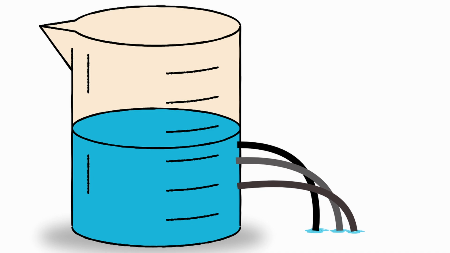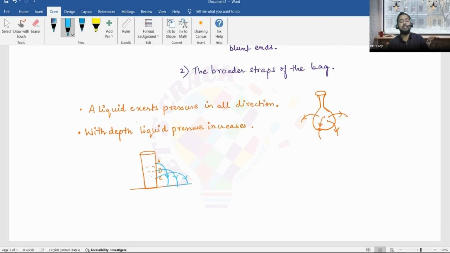Suppose you have taken a container filled with water. Now I have made 3 pinches, A, B, and C. Suppose this is A, this is B, and this is C. Now we will observe that from A the distance the water comes out from the container will be less. From B, the distance will be comparatively more as compared to A. And from C, the pressure at which the water comes out, the distance will be very much more. That's why we say that with depth, liquid pressure increases.